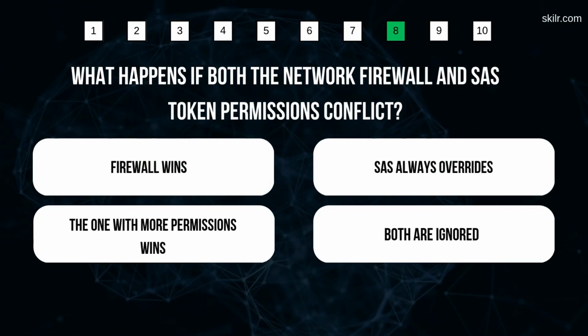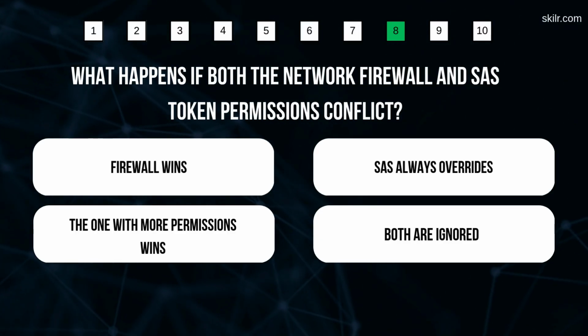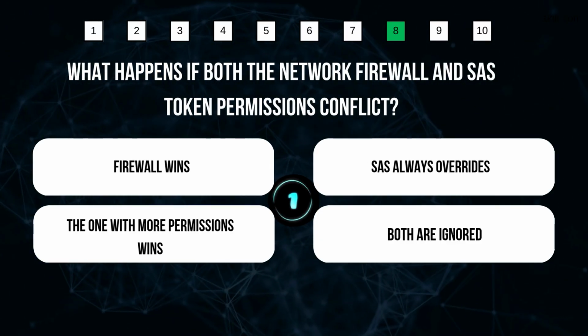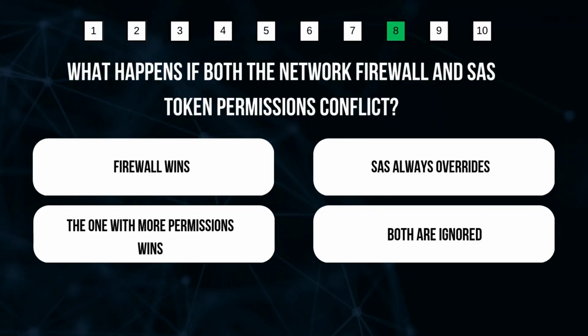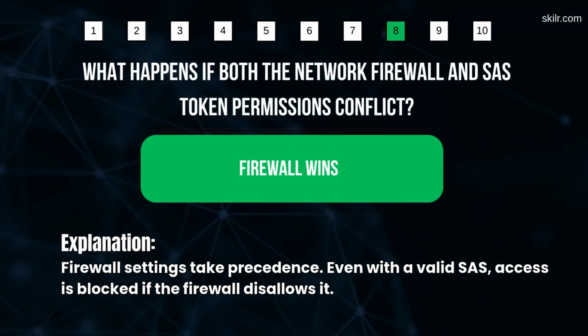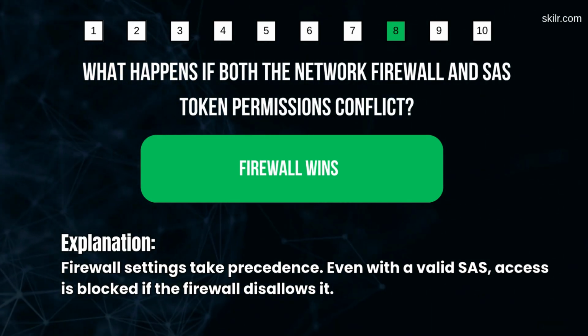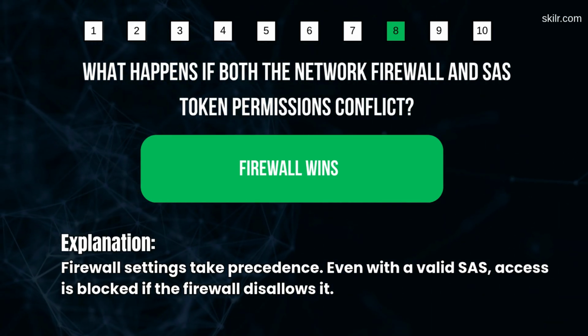Question 8. What happens if both the network firewall and SAS token permissions conflict? The correct answer is firewall wins. Firewall settings take precedence. Even with a valid SAS, access is blocked if the firewall disallows it.